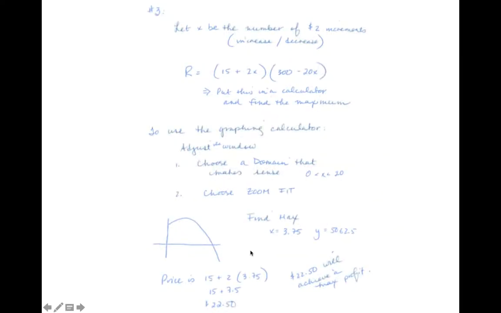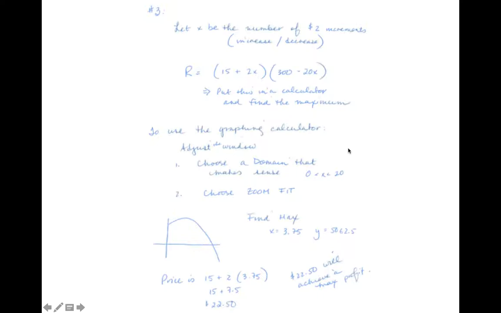Now, we're not going to be using an optimization problem here, all right? You didn't see any constraints, so it had to be less than, no more than. It didn't have any of that kind of language in it, so it's much more straightforward. So what we'll do is let x be the number of $2 increments, the number of amounts that we'll add to increase or decrease the value. So our original price was 15 and we sold 300. So these are the prices times the numbers sold. So if we add 2x, so $2, we're going to subtract or lose 20 customers. Put this in your calculator and find the maximum.